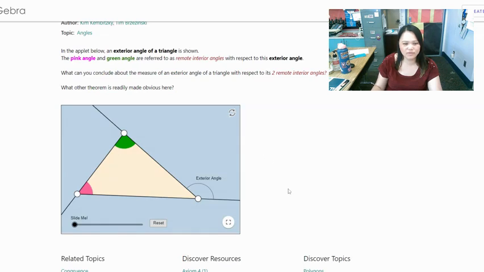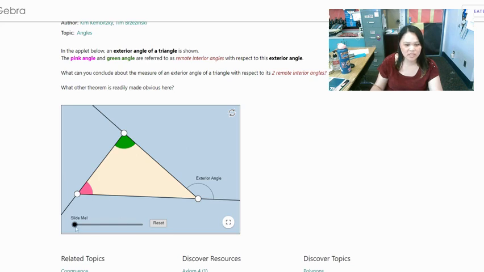Another great visual to see what happens there. So here's your exterior angle. This is the outside angle, the exterior angle, and these are the two non-adjacent angles that are interior of the triangle. So notice that this is the pink angle and this is the green angle. Sometimes the pink angle and the green angle are referred to as the remote interior angles with respect to the exterior angle. Okay, so you can hear it as remote interior angles.